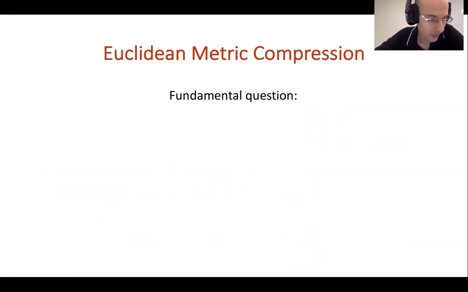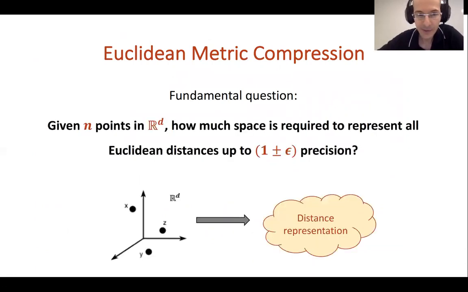So I want to start with a question, which is maybe the most fundamental question you can ask in this space of efficient metric representations. What is the smallest space you need to represent your metric space? A bit more specifically, we are given n points in R^d. How much space do we need to represent all the Euclidean distances between all those pairs up to a given precision of 1 plus minus epsilon?